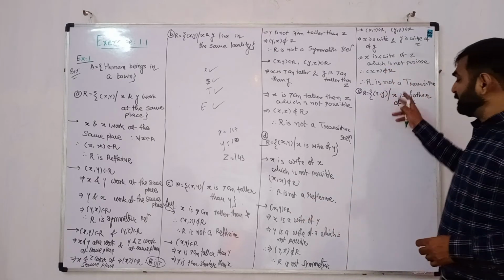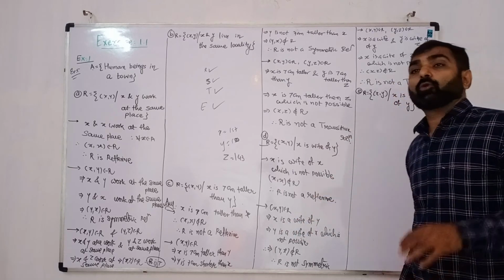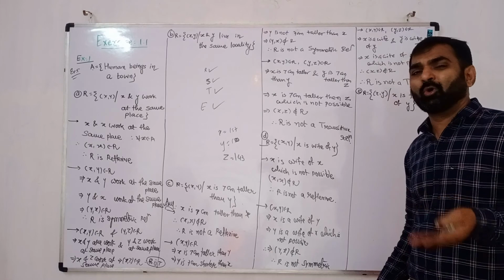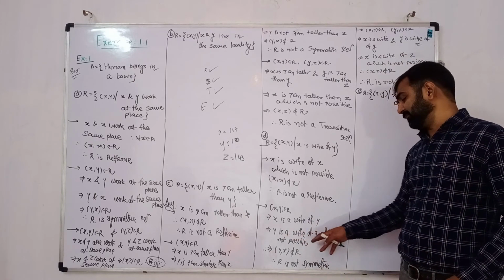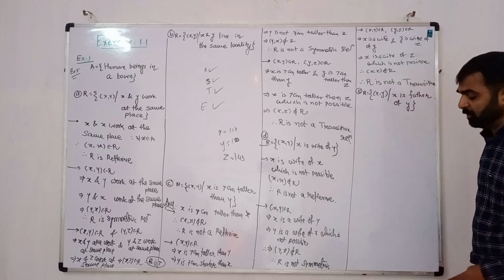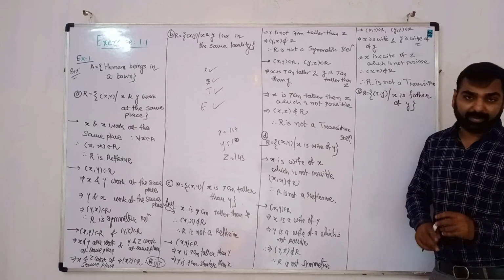Now xy belongs to r for symmetric, तो x is the father of y, तो y is the father of x, no, never it is possible. Okay, it is impossible, so yx does not belong to r, so r is not a symmetric relation.